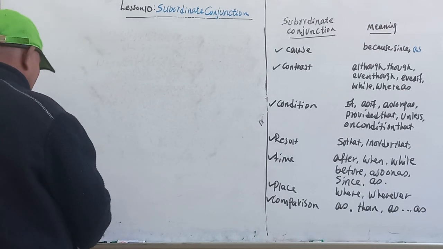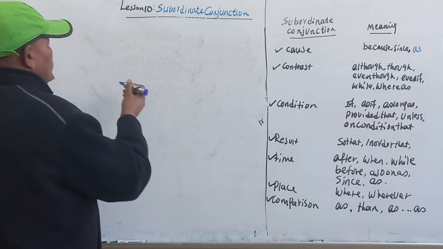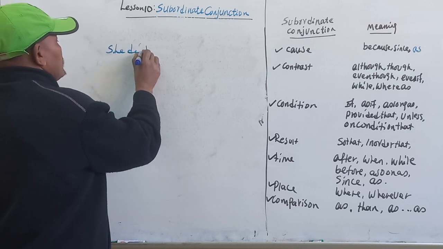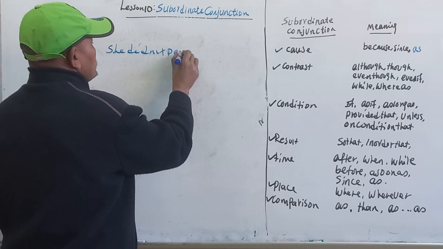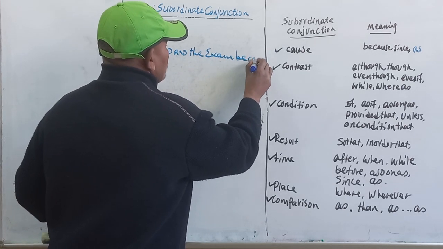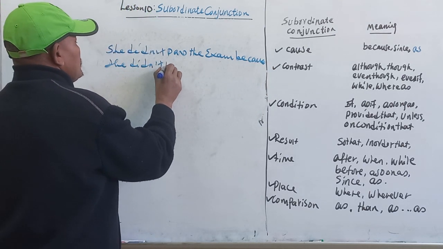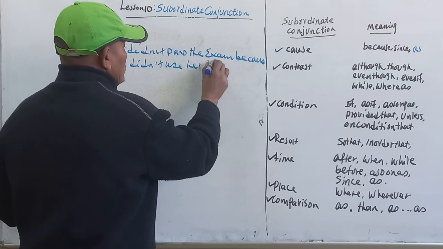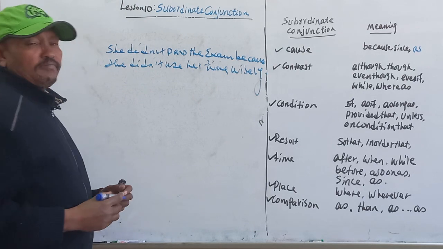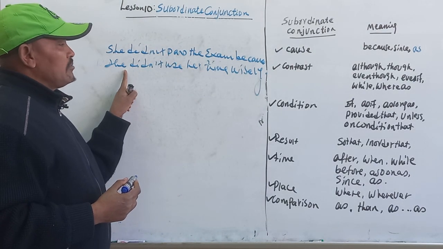Example, please. Because here, the first one, because here, she didn't, look here, she didn't pass the exam because she didn't what? She didn't use her time wisely. Look this example, please. Yeah. She didn't pass the exam because she didn't use her time wisely.